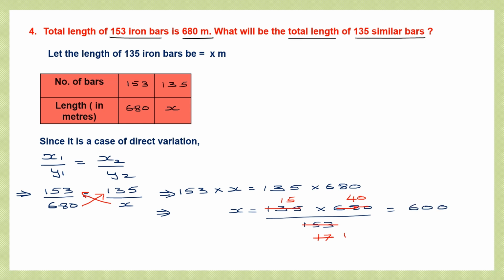So what have we found now? We have found x, and what is x? X is the length in meters of 135 iron bars. Here we have written x meters. So 600 meters. So we have found the answer. The length of 135 iron bars is 600 meters. So this is our answer.